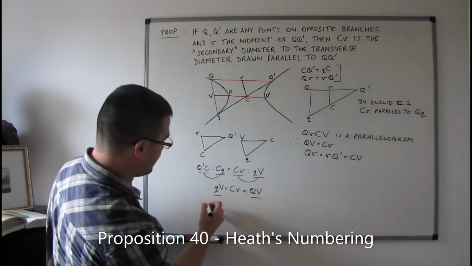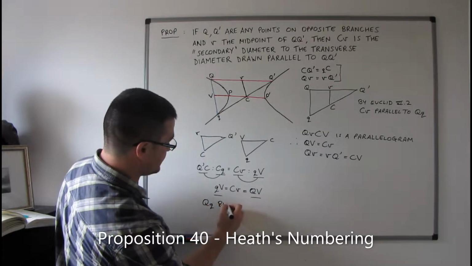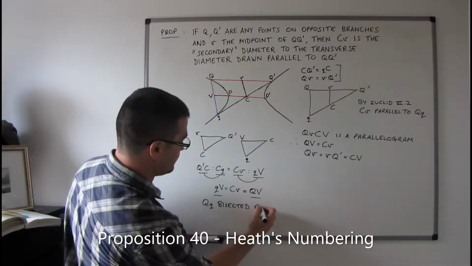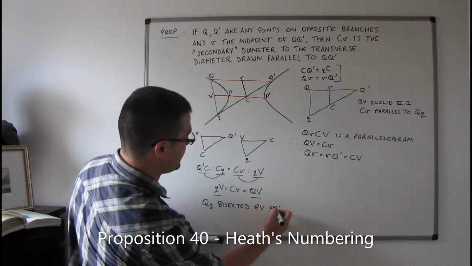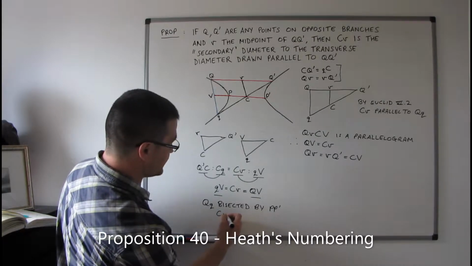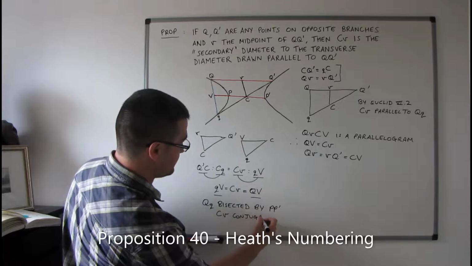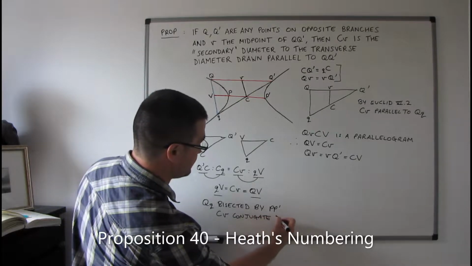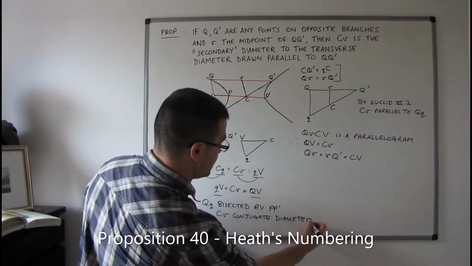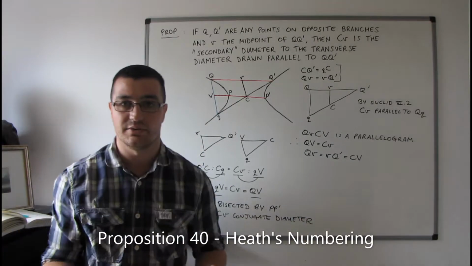So here we get that QQ is bisected by PP primed, and we can conclude that CV is a conjugate diameter. So a conjugate diameter to PP primed, that is, and that completes the proof.